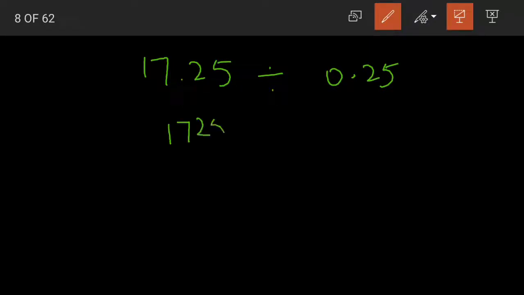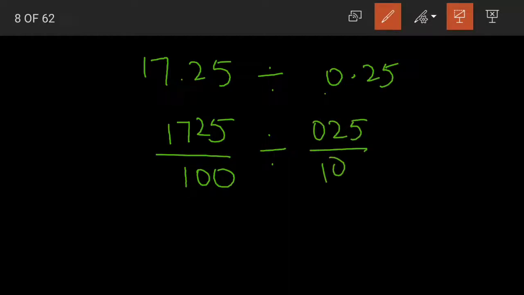17.25 can be written as 1725 divided by 100, then divided by 0.25, which can be written as 25 by 100. We have converted them into fractions. See, we are having 2 decimal places, so in the denominator we are having 2 zeros. Now we are having 2 fractions which are to be divided, children. We've already learned about the division of fractions, right?